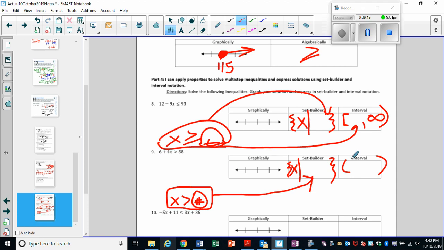And then the interval, since we're going greater than, infinity goes on the right side. On the left side, you'd have whichever number. So whatever number you see here, that is what's going in here.